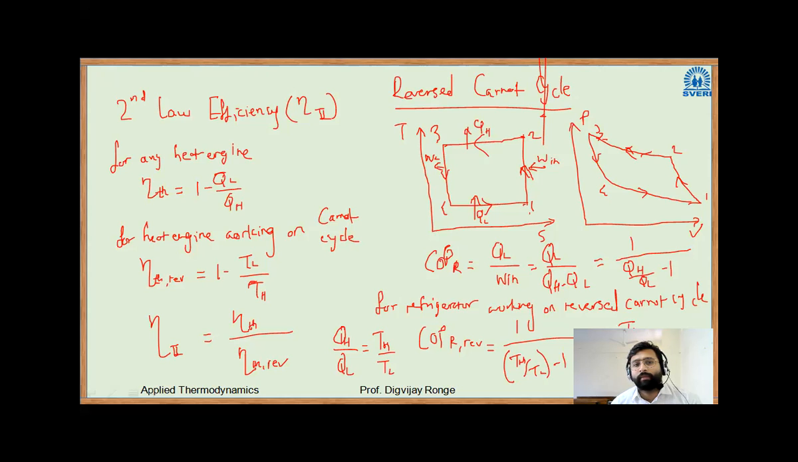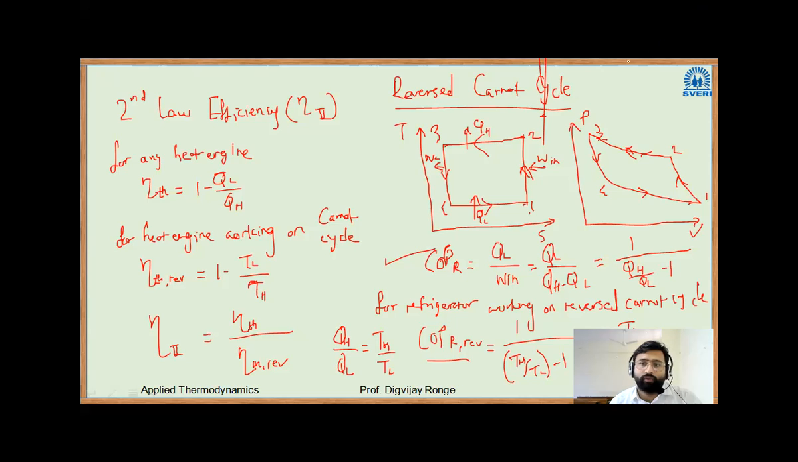Okay. So this is the COP for any refrigerator in the world. This is the COP for the refrigerator working on the reverse Carnot cycle. That means this will give you the maximum COP. And again, in second law efficiency, you can take the ratio of these two. It will give the second law COP.